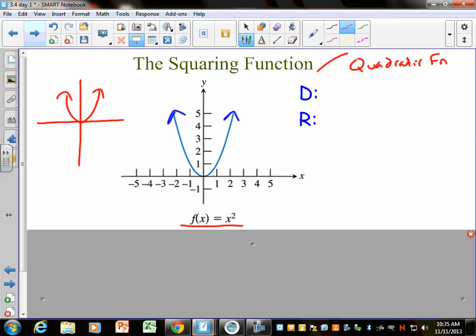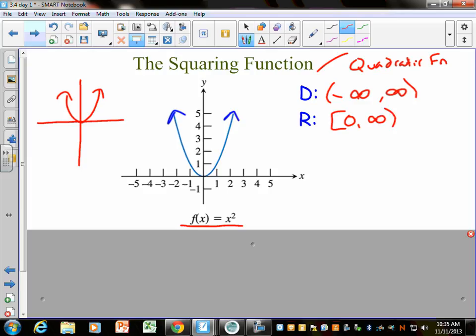What about the range on this one? Is it all real numbers? It is not, including 0. Every quadratic function is going to have a range that stops somewhere because it has a max or a min. I would write this as bracket 0 to infinity, or what would we say there? y is greater than or equal to 0.